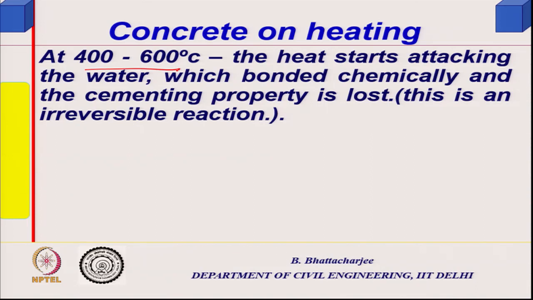At 400 to 600 degrees centigrade, heat starts attacking the chemically bonded water, and the chemically bonded water goes away, causing the cementing property to be lost. This process is mostly irreversible, with very little reversibility, all right.